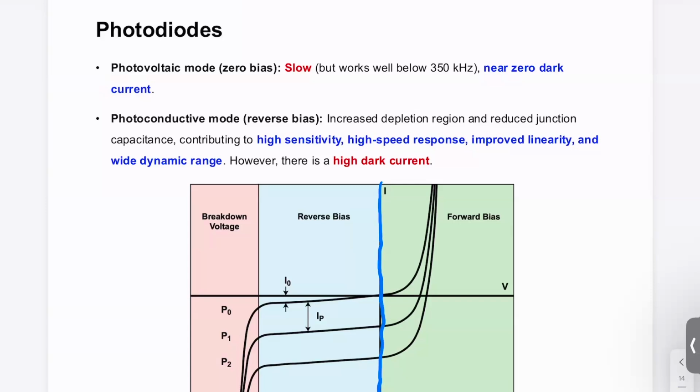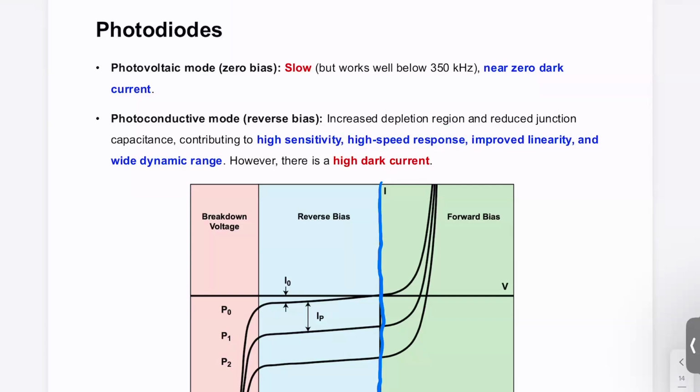Then there's also the photoconductive mode, which means you apply a reverse bias to your photodiode. By applying a reverse bias, you are increasing your depletion region and reducing the junction capacitance. By having a larger depletion region, there's a higher chance for your light to reach the depletion region. So that means you will be more efficient in generating carriers. So in the reverse bias mode, you will have higher sensitivity because you are more efficiently generating carriers. There will also be a higher speed response because you are reducing junction capacitance.